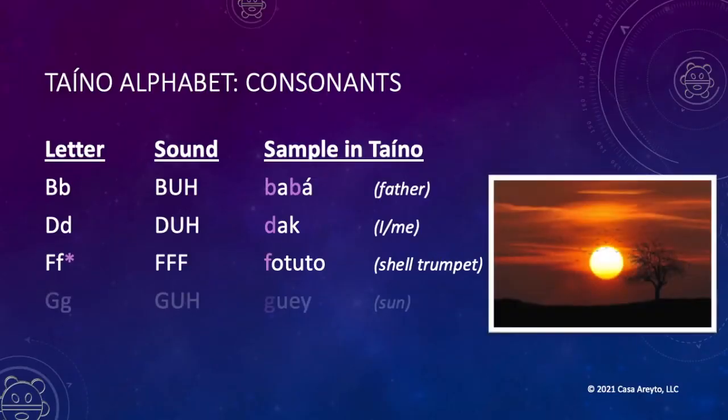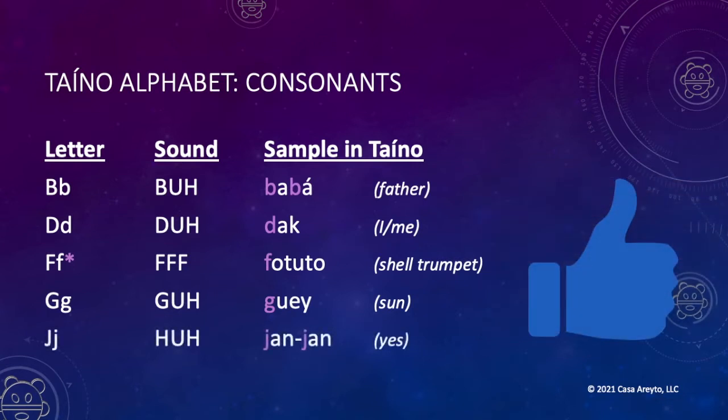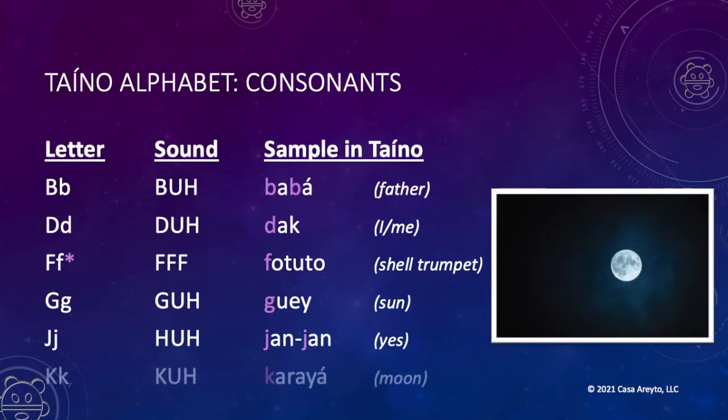Now, the F sound is very uncommon in Taíno, but you may hear it in words that are borrowed from other languages. So we're including it in the alphabet. The G makes G, and that is the sound found in gui, which means sun. The J makes an H sound, and that is found in han, which means yes. And the K, K, as in garaya, which means moon.